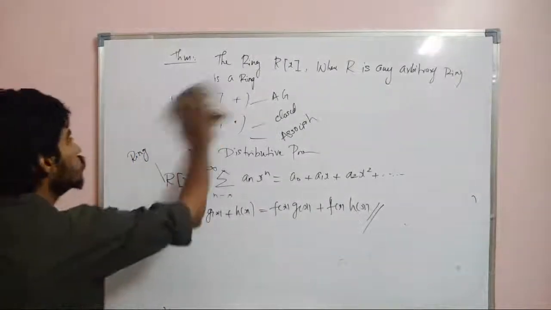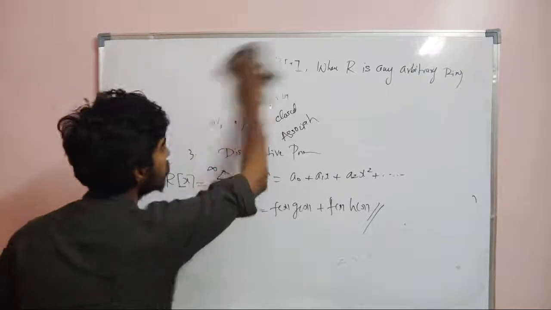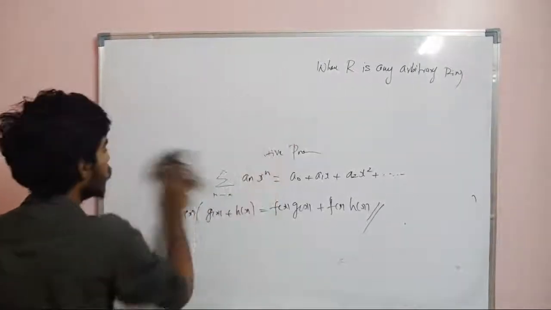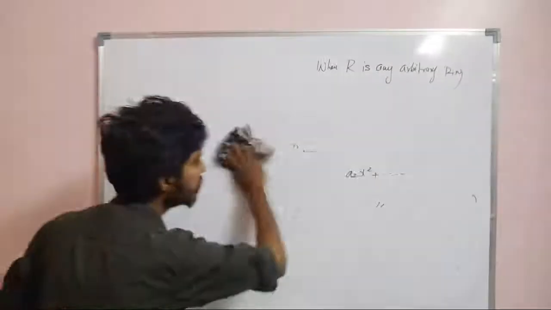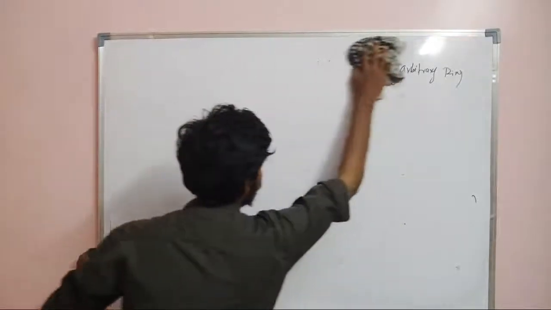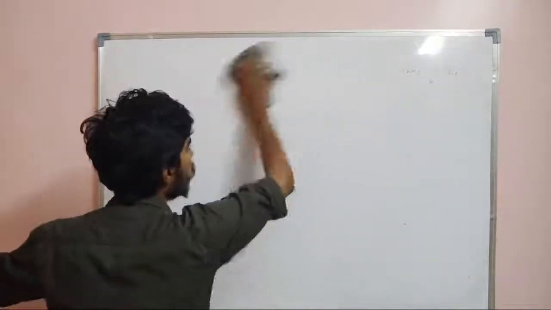So therefore we have proved that R[x] is a ring. R[x] is a ring, right? The set of all polynomials over a ring R is a ring. The set of all polynomials over an arbitrary ring R is a ring.